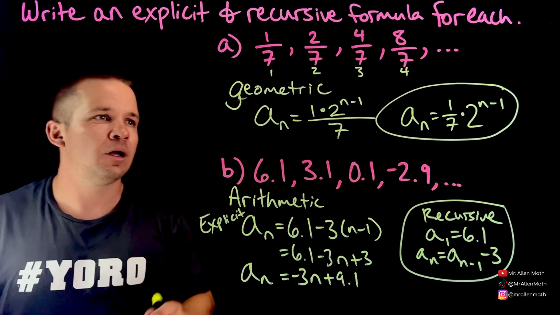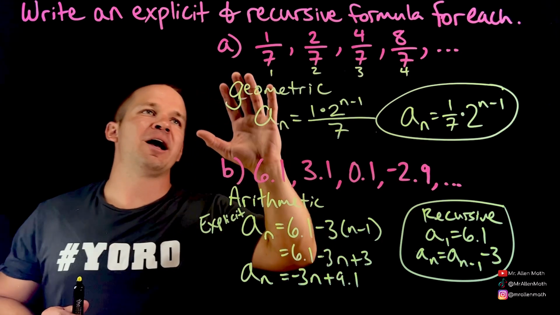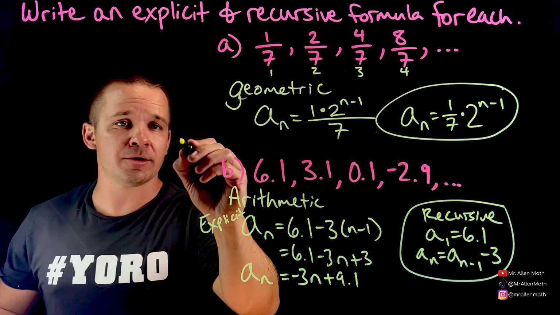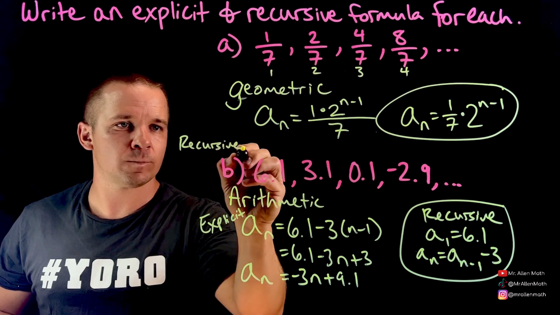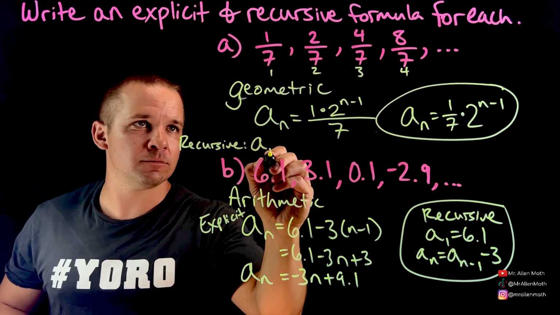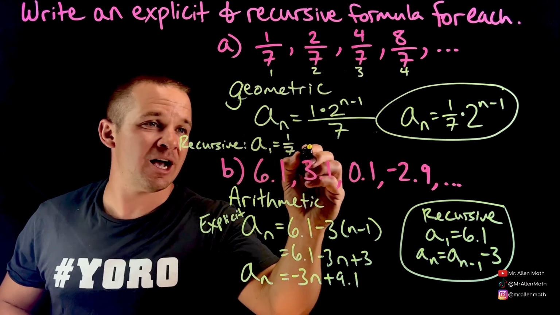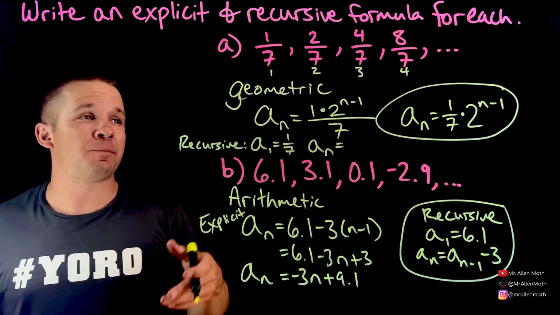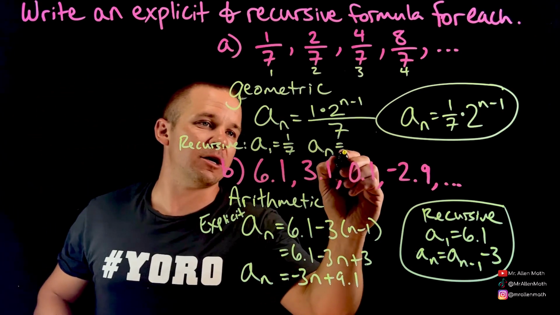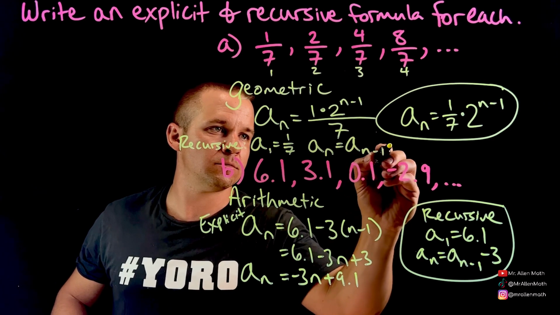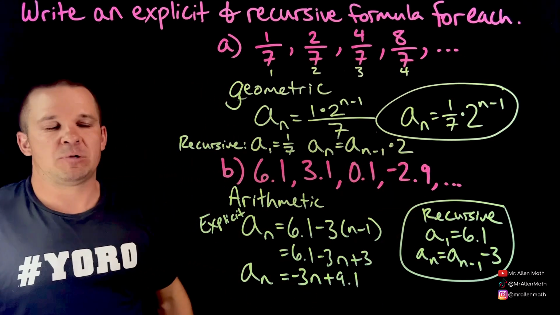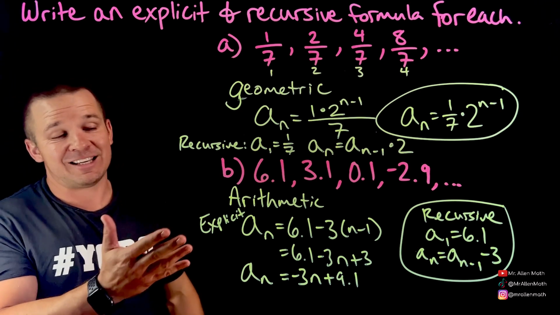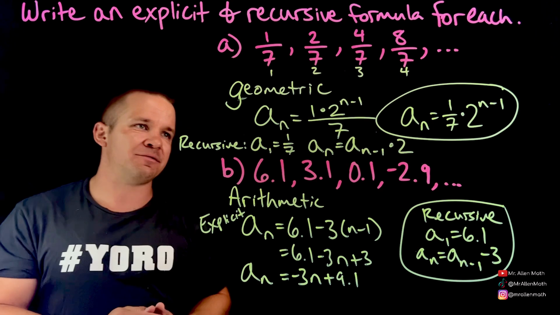Beautiful. Back up to the top here for my recursive formula. I apologize for skipping over that. All right. So for recursive, I'm going to have my a sub 1, which is my 1/7. And then my a sub n, my previous term is always being multiplied by 2. So I'll take the a sub n minus 1 times 2. There we go. Recursive seems scary at first. I remember first seeing that, like, what is this? And it's honestly not too bad. But all that stuff takes some practice.